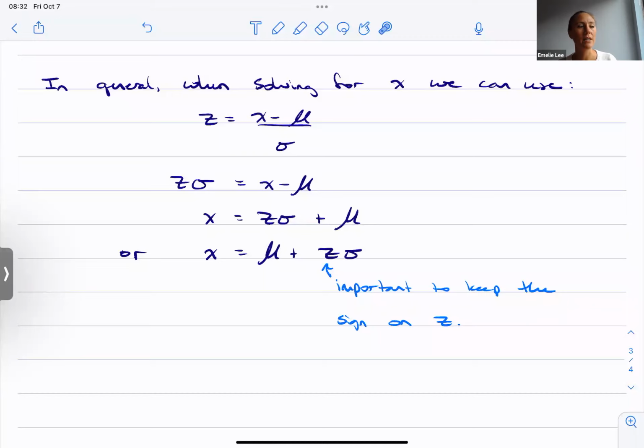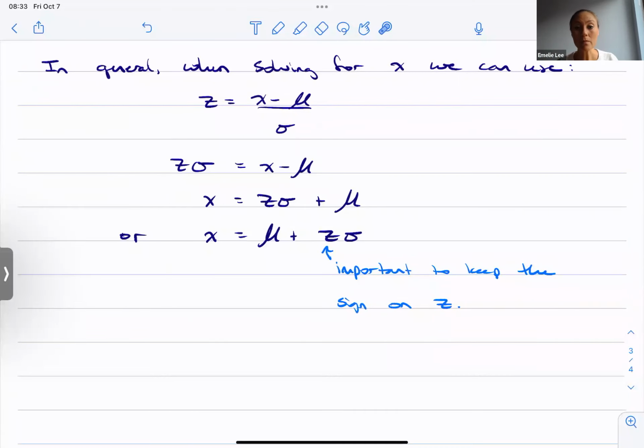Usually I get you to solve for the standard deviation. So if you have 3 out of 4 components, you could have to solve for any one of these. So not just x, but you could solve for mu, you could solve for sigma. And usually I get you to solve for sigma, or, well, I think there's a question where I ask you to solve for mu. So it happens.